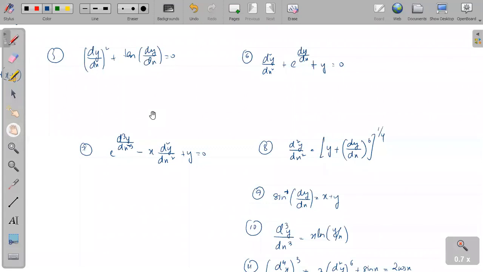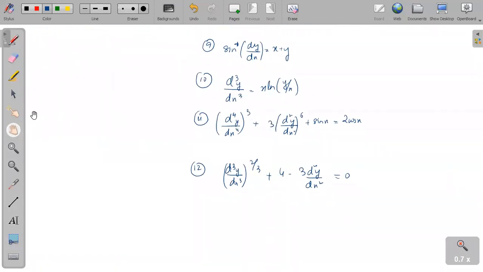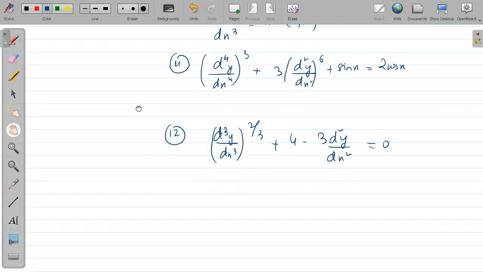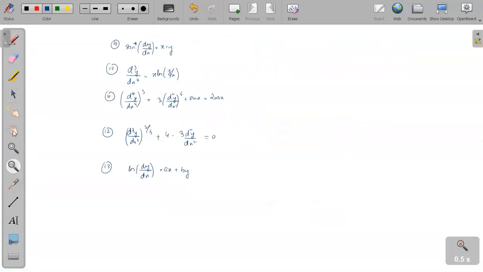Zoom out, sir. Okay, fine. Just wait. Zoom out or zoom in? Zoom out, sir. It's already zoomed in. Oh, so zoom out. Okay, fine. Sorry.